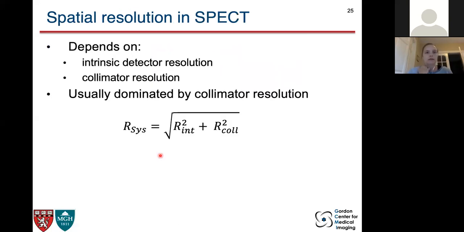So in SPECT, the spatial resolution will depend on the intrinsic detector resolution, which includes the event positioning, and also on the collimator resolution. And it's usually dominated by the collimator resolution. And this is how you can add the two contributions to spatial resolution. So the system resolution is just the square root of the squared contributions of each of these components. So the system resolution is always larger compared to the individual intrinsic resolution and collimator resolution.